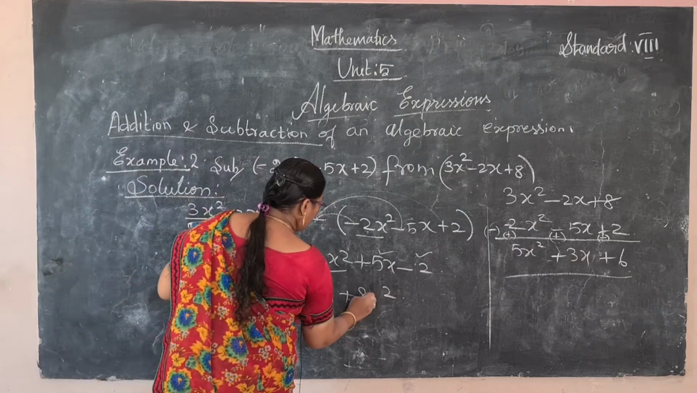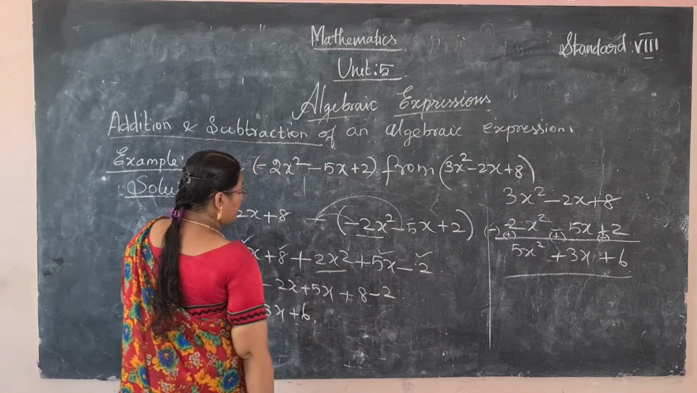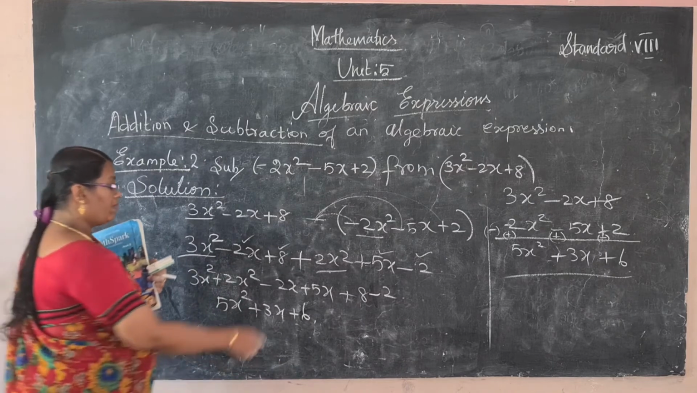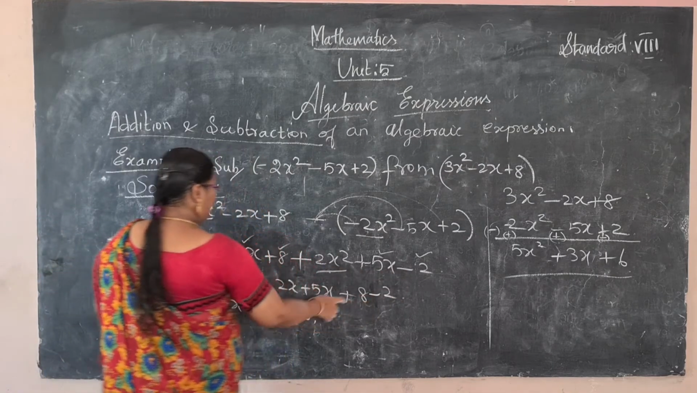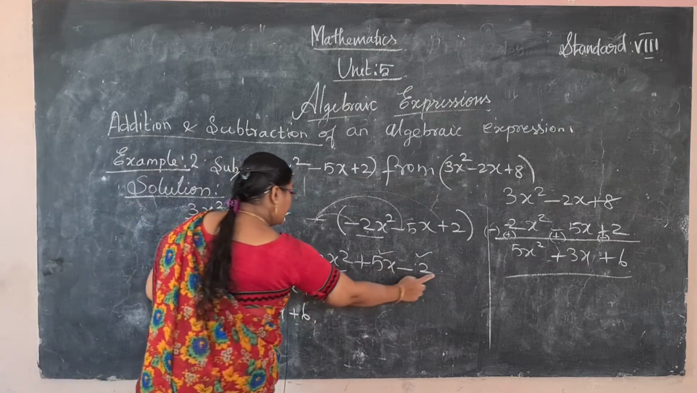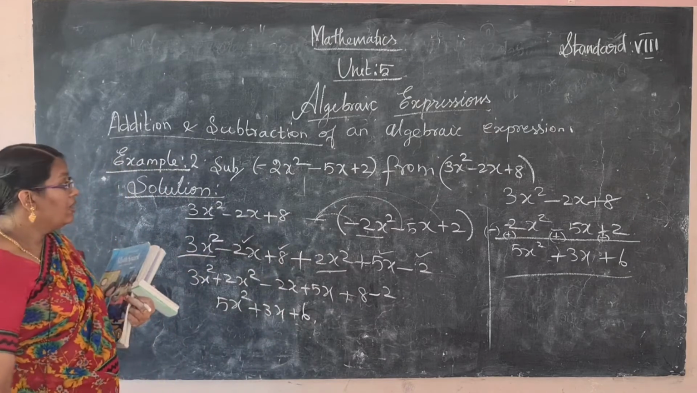So here minus 6, is it? Minus 2. So minus 8 minus 2 is plus 6. Here the minus sign is there. In this place writing plus is wrong. Here it is minus 2 only. So 8 minus 2 is plus 6. Both have the same value.